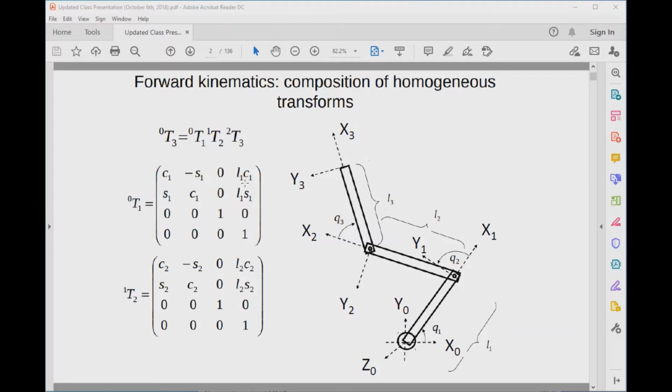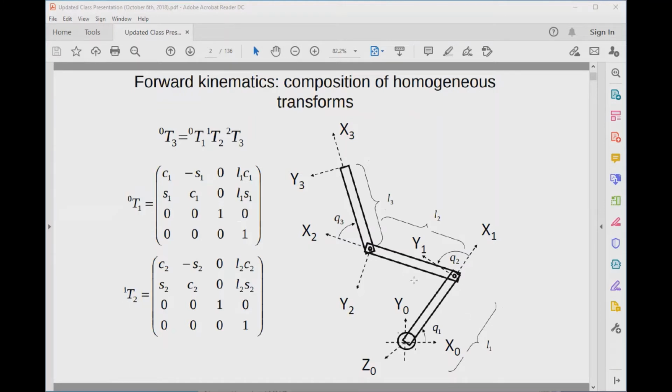The third column basically is you are expressing the origin of frame 1 in frame 0. So if the length of link 1 is L1 as indicated here, how can you represent the vector O1 in the base frame? It is simply L1 cosine q1 in the x direction, and in the y direction it is going to be L1 sine theta 1. All right, guys, so pretty straightforward. So you can write T01, and then in a similar manner, you can write T12.